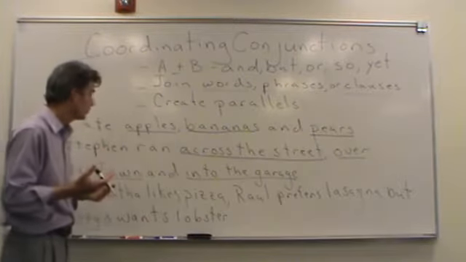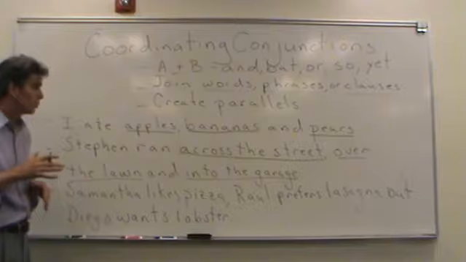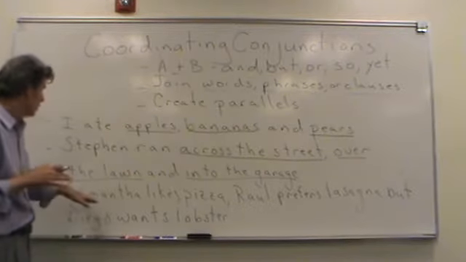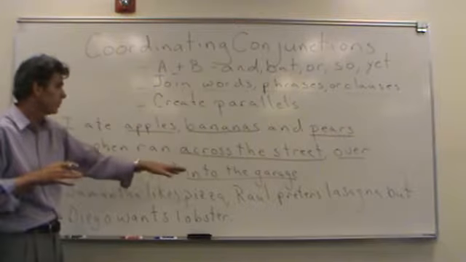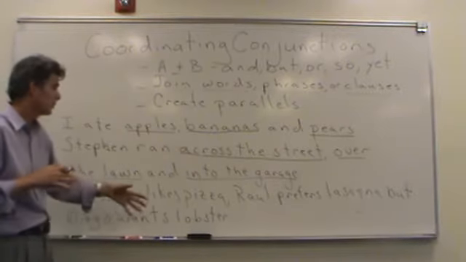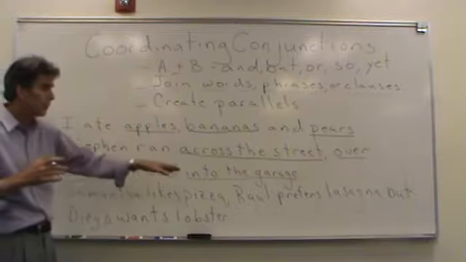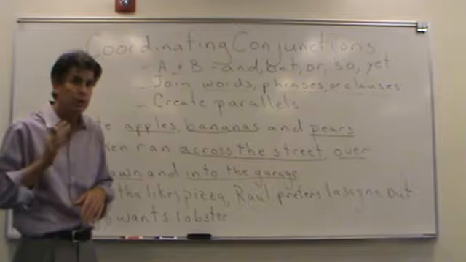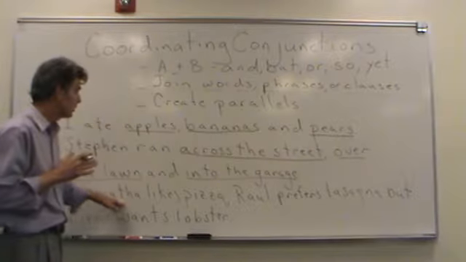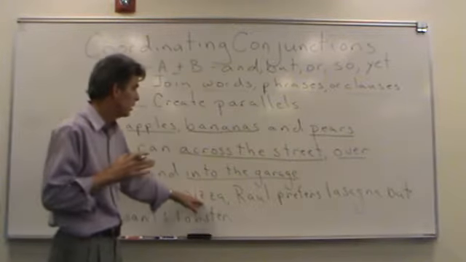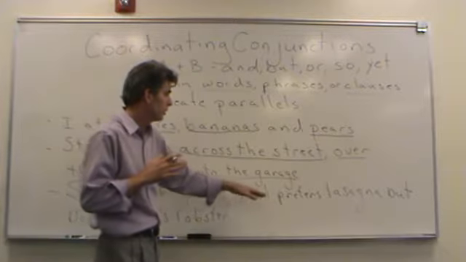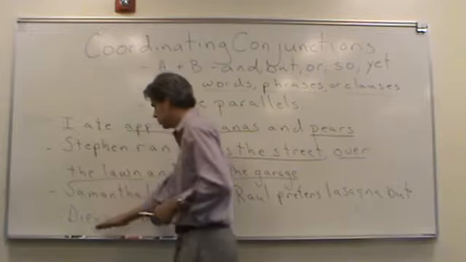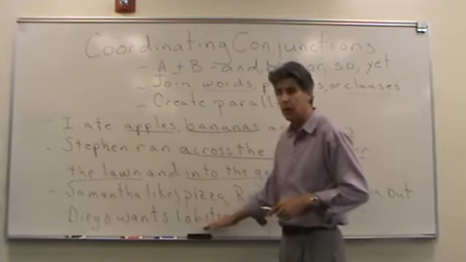Okay? The last one deals with not words, not phrases, but with full clauses. Samantha likes pizza, Raul prefers lasagna, but Diego wants lobster. All 3 of these are independent clauses, but notice the structure of each one. Starts with a subject, has a verb, then an object. Starts with a subject, has a verb, then an object. And then the last one starts with a subject, has a verb, then an object.